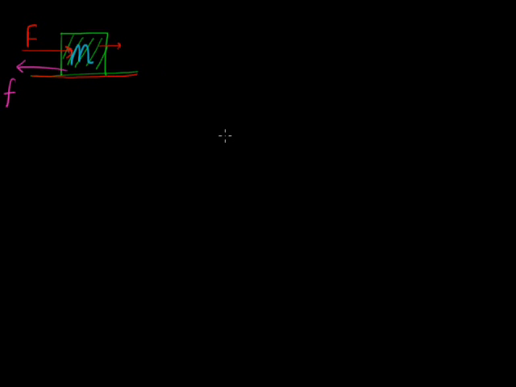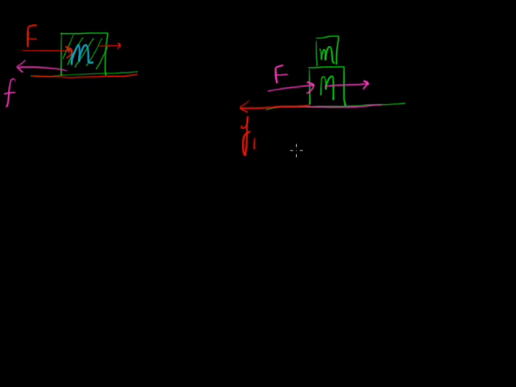Let us take another example. Suppose a block of mass capital M is placed on the surface and another block of mass small m is placed on it. Now if I apply the force F on the block of mass capital M, then what will happen? With respect to the ground surface, this block will have the tendency to move in the forward direction. So of course friction on this block will be in the opposite direction. Suppose it is F1.